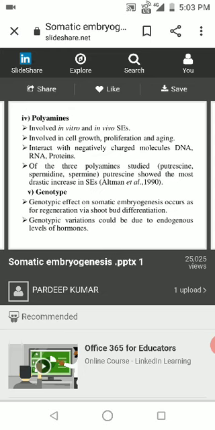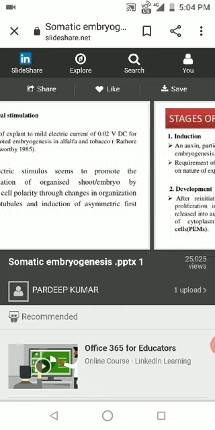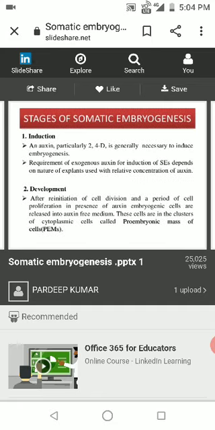The genotypic effect on somatic embryogenesis occurs, as for regeneration by differentiation, and this genotypic effect is very vast. Then there is electric stimulation. Exposure of explant to mild electric current also promoted embryogenesis. It has been found that it may promote the embryogenesis or differentiation of organs. Now this is very critical.